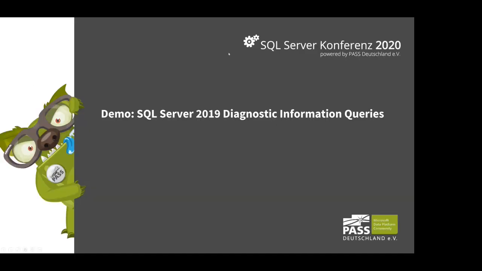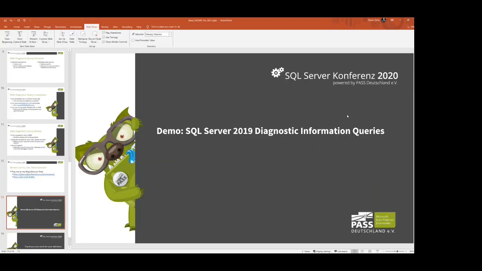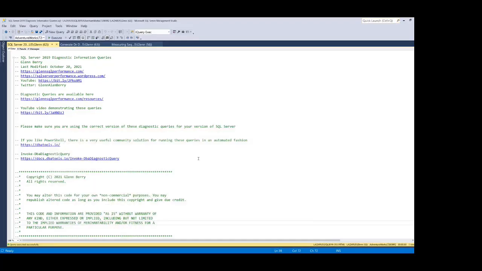So now that's it for the PowerPoint. I didn't want to waste a whole lot of time on PowerPoint. I want to get to the demos as quickly as possible. So here is SQL Server Management Studio, and I've got the SQL Server 2019 version of these. I've got a lot of comments and links inside of this script. And it shows that I last modified these today. And I've got a link to where you get them right there.